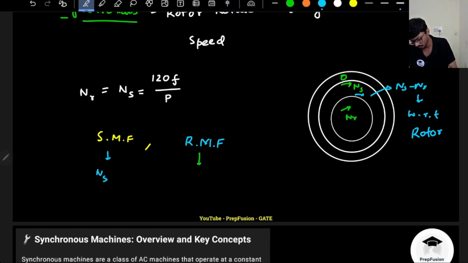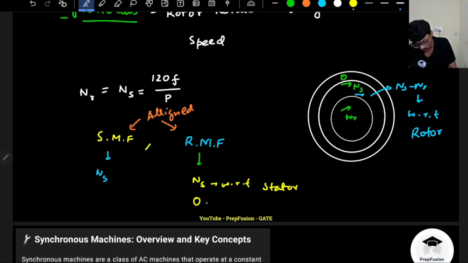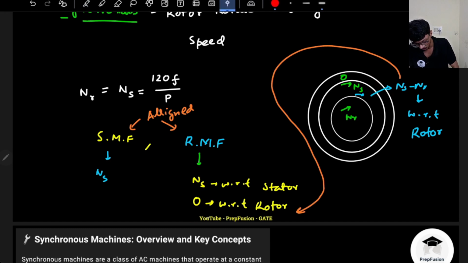Because of the alignment torque, I knew the stator magnetic field and rotor magnetic field must be aligned with each other, and only then will torque production happen, right? So something similar will happen. Now the speed of the rotor magnetic field also will be ns with respect to stator, remember, and 0 with respect to rotor. Previously it was ns minus nr, now it is 0 with respect to rotor.